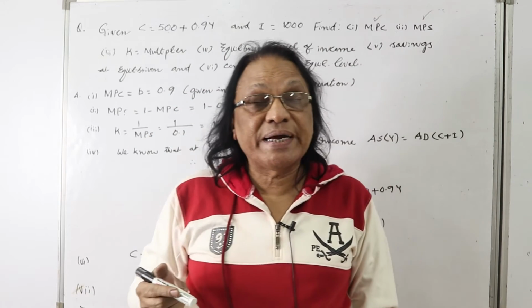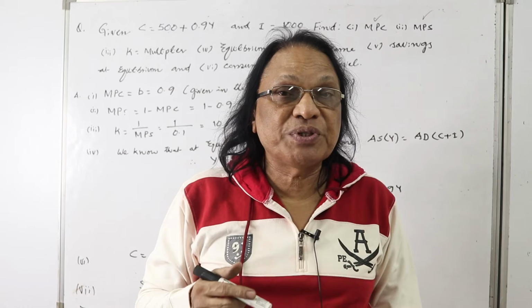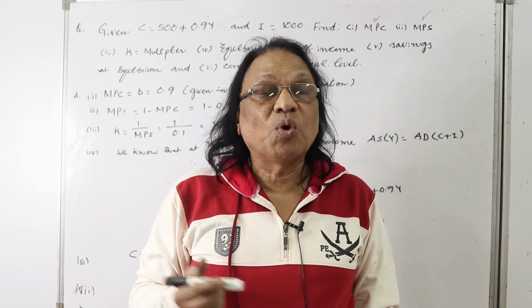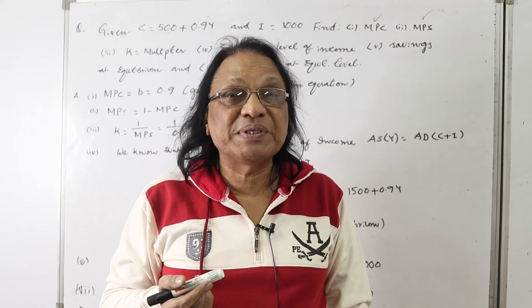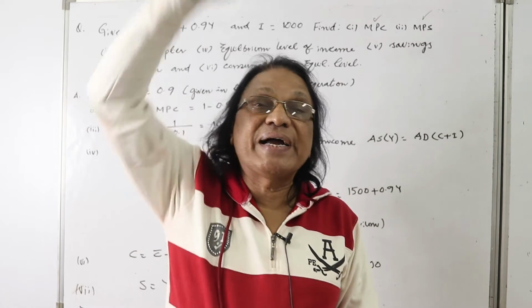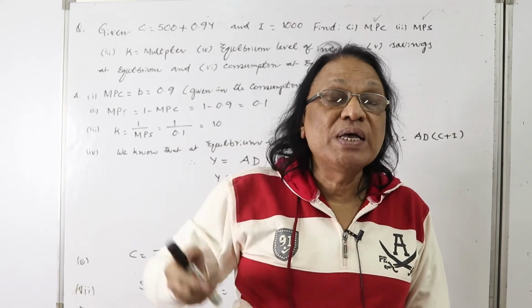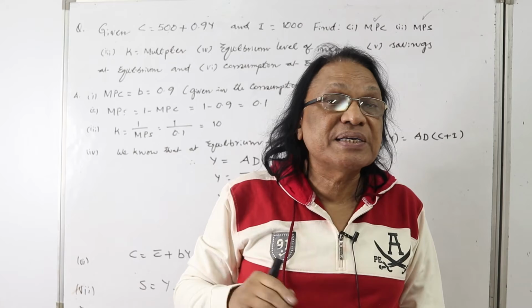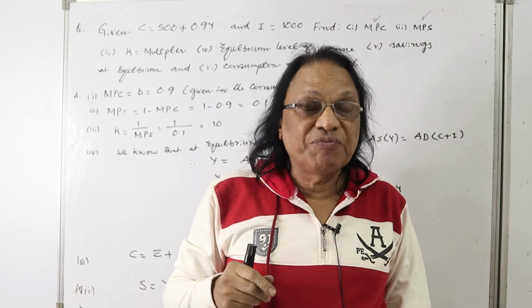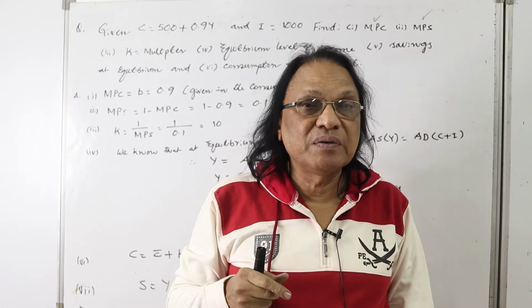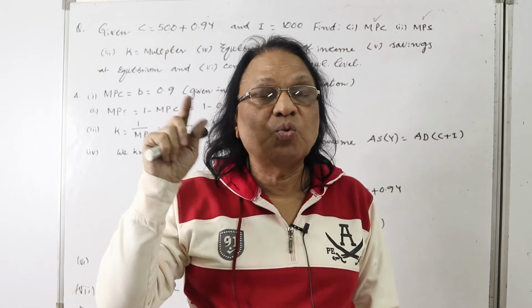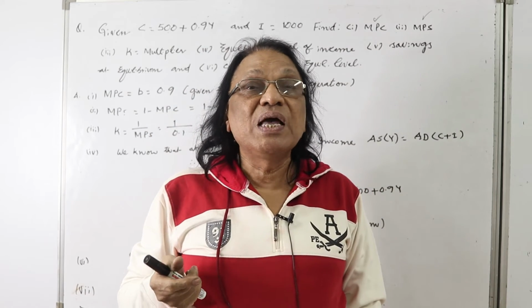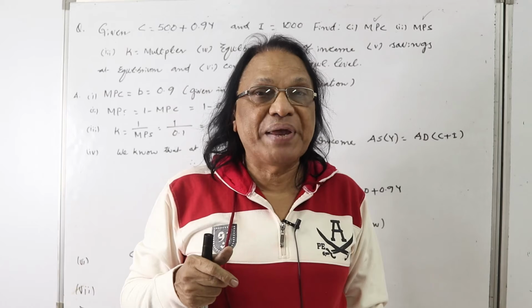We discussed last time, multiplier has a close relationship with MPC and MPS. What relationship does multiplier have? There is a direct relationship between K and MPC. If MPC is high, K will be high. If MPC is low, K will be low. If MPS is high, K will be low. If MPS is low, K will be high. So how do you find out multiplier with the help of MPC and MPS? K is equal to 1 upon 1 minus MPC, or K is equal to 1 upon MPS.